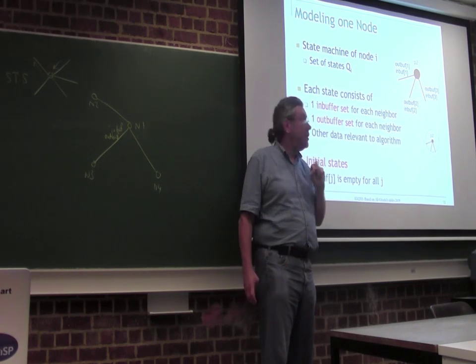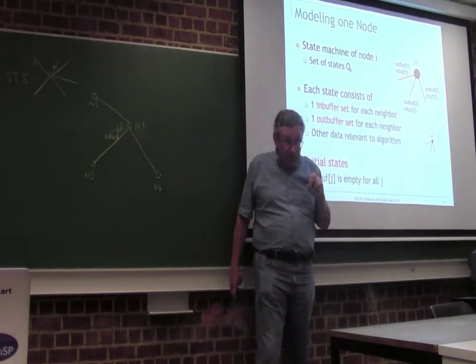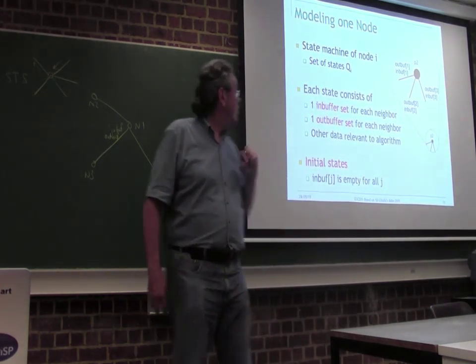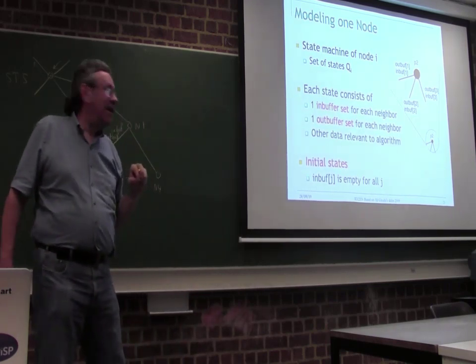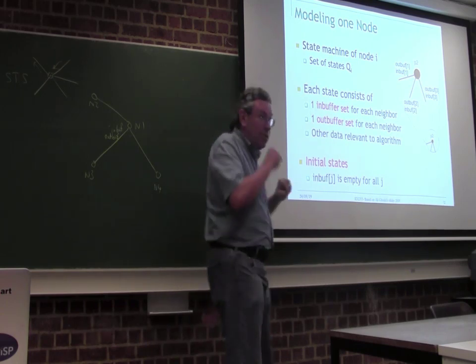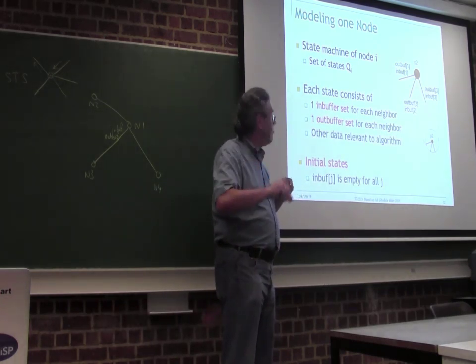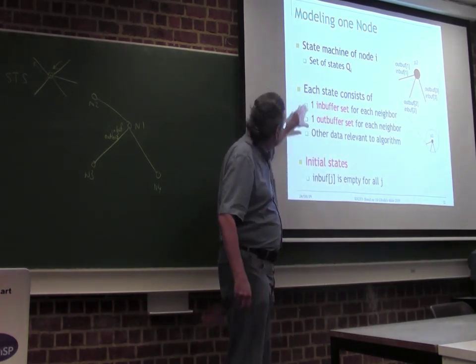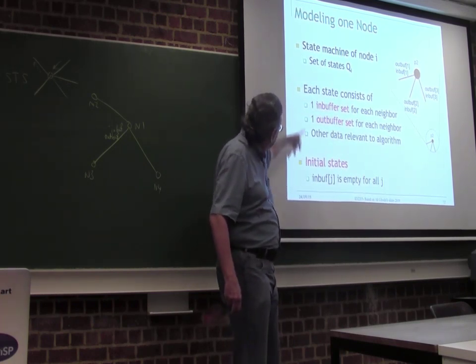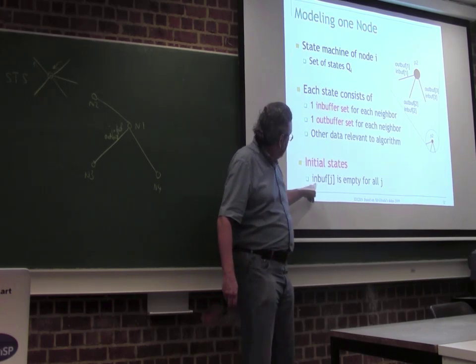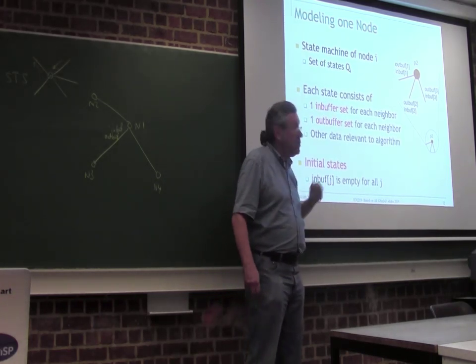So for the first model, we're not going to assume that the messages are ordered. In fact, you cannot assume that for IP on the internet. TCP has an ordered byte stream, but not IP, not the basic one. So we're not going to assume order. And the initial states for these buffers, well, the in buffer is going to be empty.